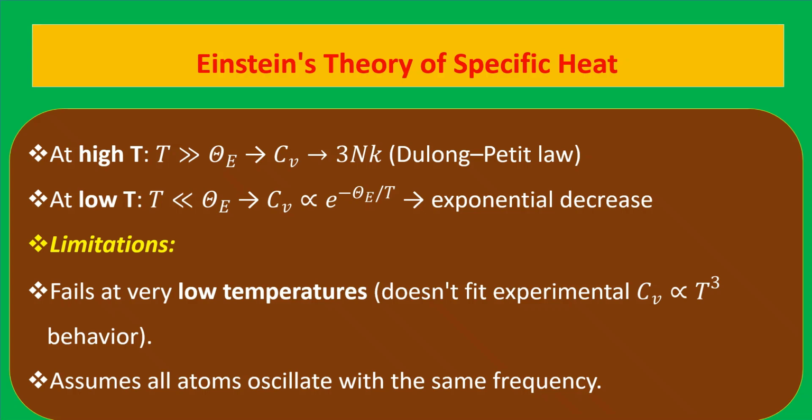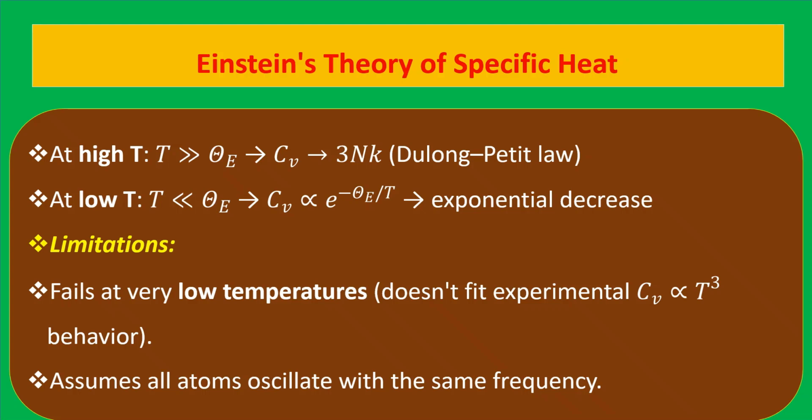So that is called Dulong-Petit law, most important. At low temperature, T is lesser than theta E, then specific heat at constant volume is directly proportional to e power minus theta E by T, which means it decreases exponentially. So looking at the graph, we can easily understand that. Most important, what are the cases you have to remember? What happens at high temperature, what happens at low temperature. Most of the questions may come from that part only.